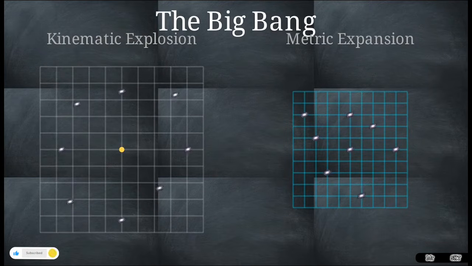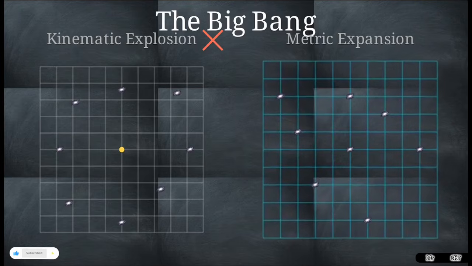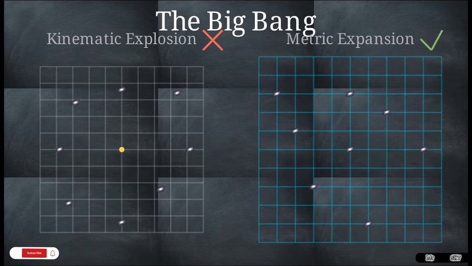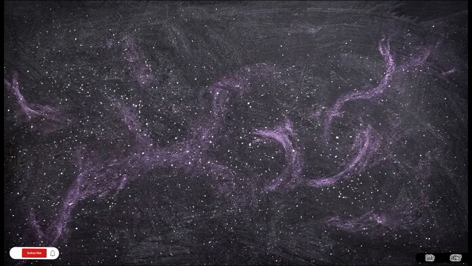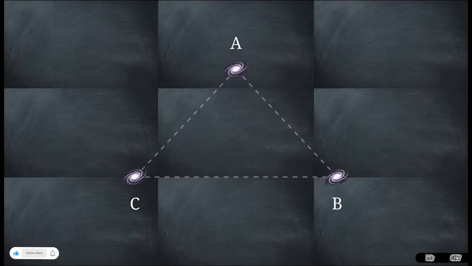This diagram compares the two concepts. On the left, a traditional kinematic explosion is marked by an origin point and moving shrapnel. On the right, a uniformly stretching grid demonstrates metric expansion, where the distances between all points increase simultaneously. Because this expansion happens uniformly across the entire grid, the universe has no physical center and no discernible edge. Every point in the cosmos observes every other point moving away from it.